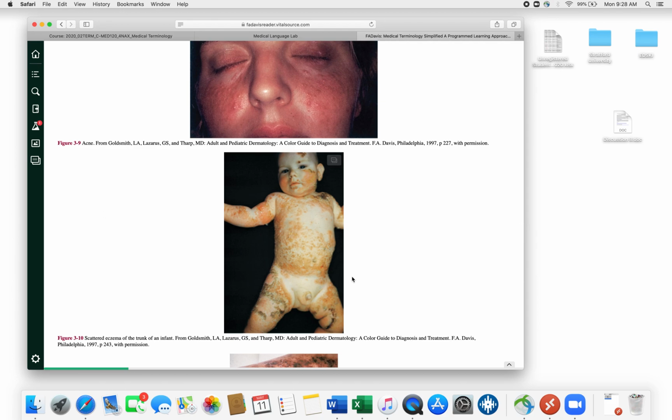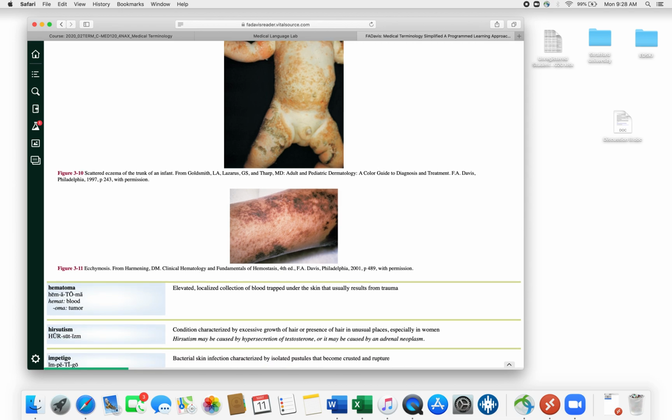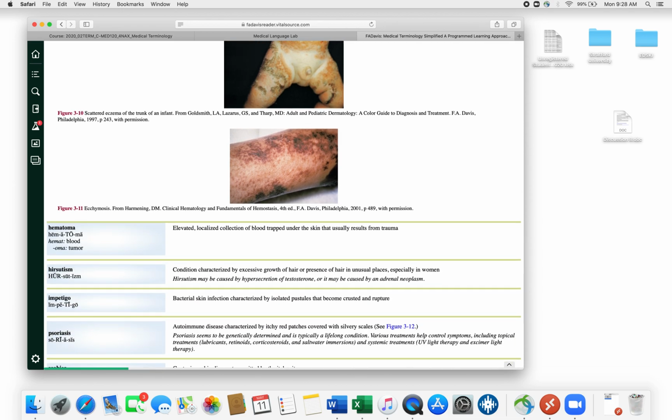This is eczema, also known as cradle cap. And this is an extreme form. My daughter had this when she was little. Ecchymosis, bruising. It's a little bit much. Someone went to town on this person.